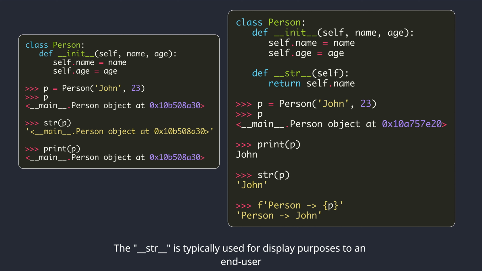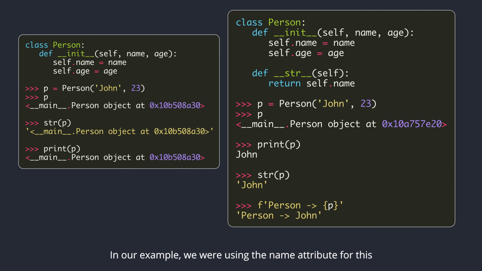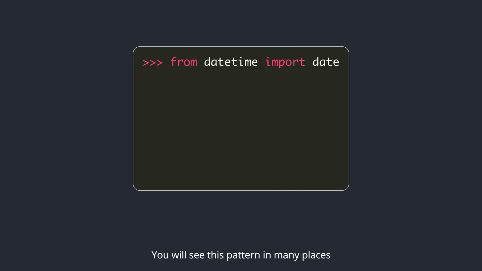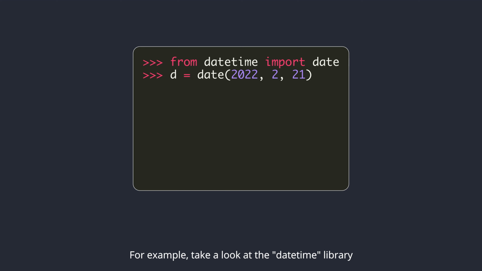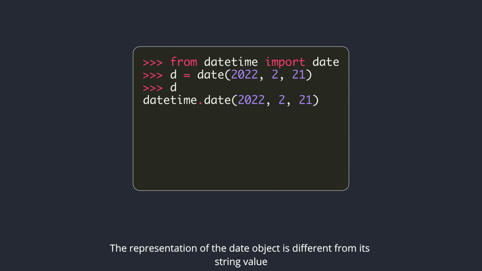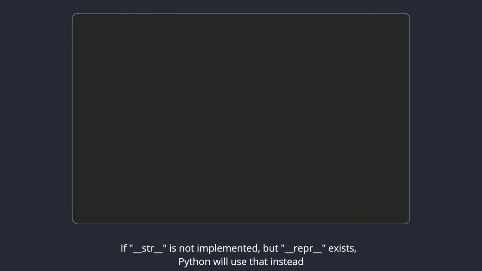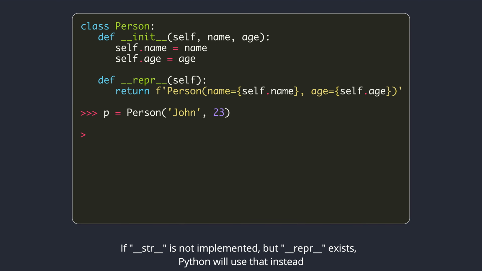The __str__ method is typically used for display purposes to an end user. It's usually a nicely printable string representation of an object. In our example, we were using the name attribute for this. It's used by str and built-in functions like format and print. You will see this pattern in many places. For example, take a look at the datetime library. The representation of the date object is different from its string value. If __str__ is not implemented, but __repr__ exists, Python will use that instead.